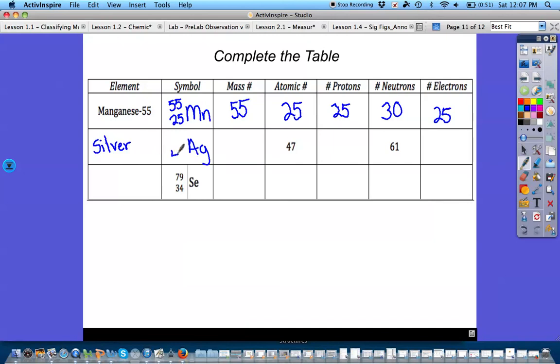And we can put our atomic number next to our symbol. Protons is equal to the atomic number, so 47. And electrons are equal to the number of protons, so 47 there. To fill in our mass number, we need the protons plus the neutrons, so 47 plus 61 is 108. And then we can fill in the mass number next to our symbol, and then behind the name.